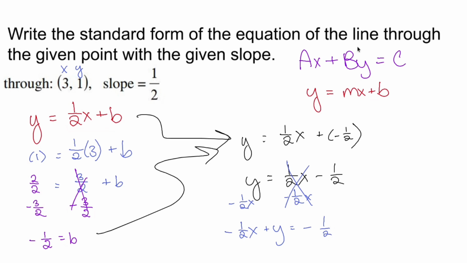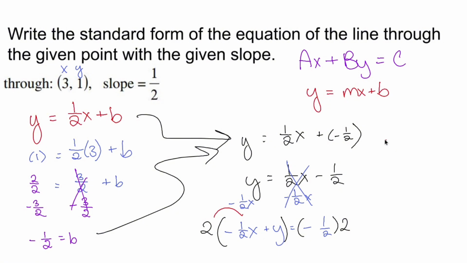Now here's what I said before. What I said before is a and b have to be integers. So I'm going to notice that we have a 1/2. In order to make 1/2 a regular number, an integer, I multiply it by 2. And if I multiply the left by 2, I have to multiply the right side by 2 as well. So you distribute that, and you get 2 times negative 1/2, which ends up being negative 1.